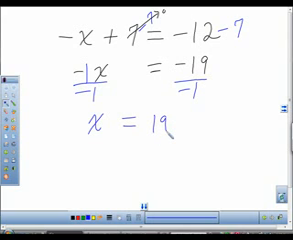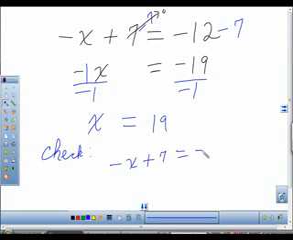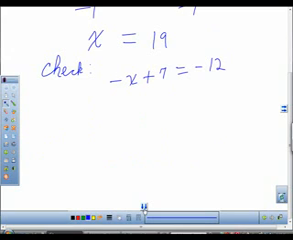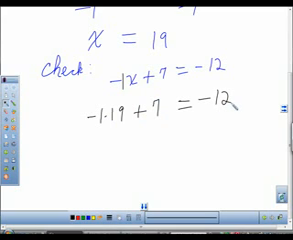Now, let's look at checking this one. The reason I want to look at checking this one is because of that minus x that's in the original. A lot of times students have difficulty with that when they go to check. Okay, that was my original. When you go to check, go ahead and pencil in that implied 1. And then you can see what you've got. You've got negative 1 times 19 plus 7 is equal to negative 12. Negative 1 times 19 is negative 19.